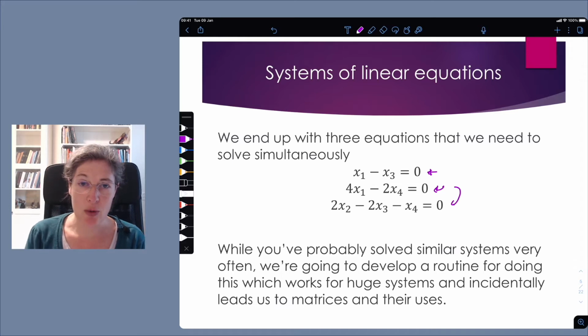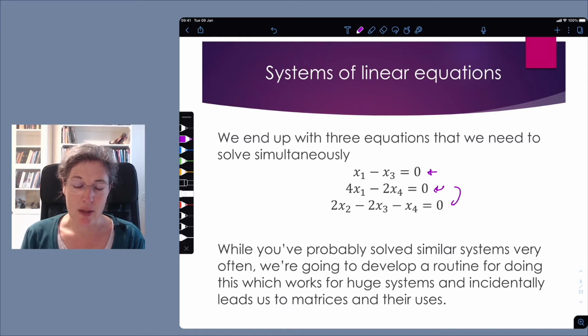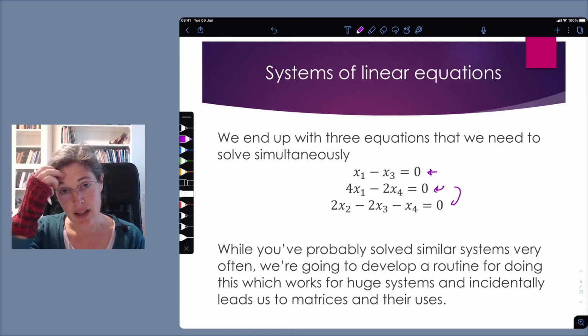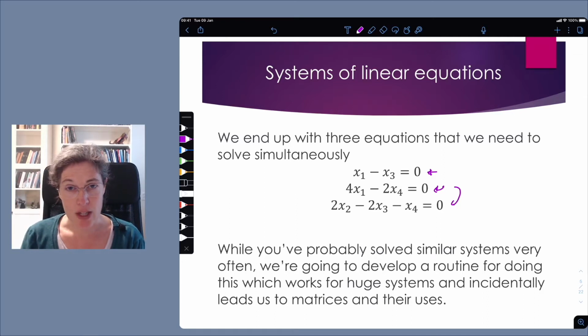But what we're going to do in this lecture is develop a routine for solving systems of linear, well, we're going to call them linear in a moment, but for the moment, we're going to solve systems of equations like this in a very routine way. One of the reasons to do this is because it creates a way that computers can be programmed to solve these equations for us, which is great. It also means you don't have to really think about it.